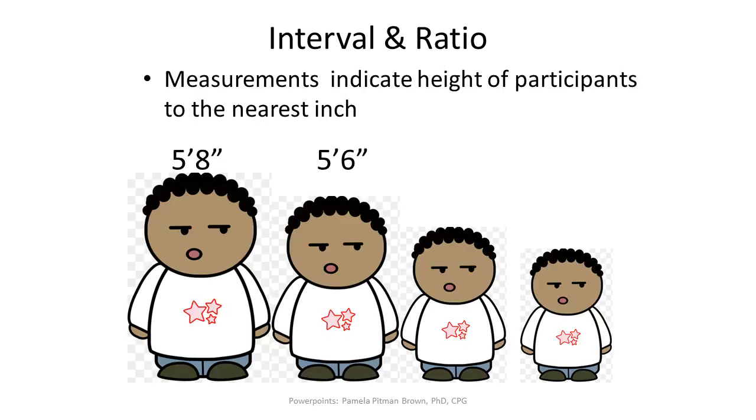So again, in looking at our height from highest to lowest, in interval and ratio, we would actually indicate the height of participants to the nearest inch or half an inch. It just simply depends on how we state the interval and measurement. So the tallest would be 5'8" and we might say the next one in line is 5'6".